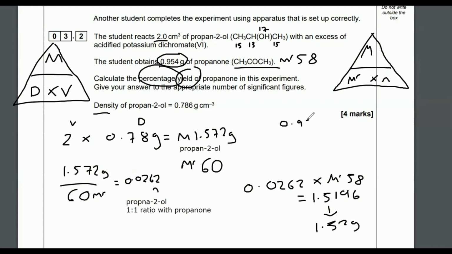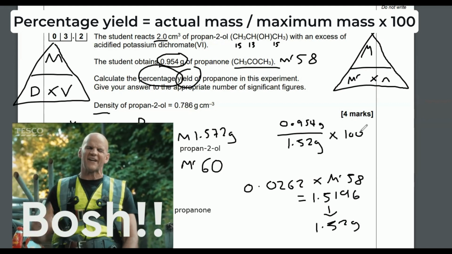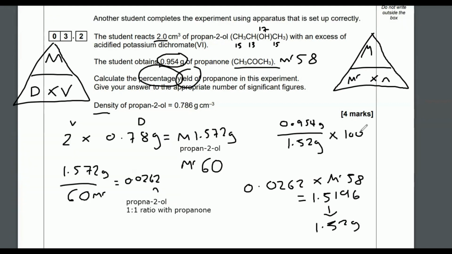And now I want to do actual mass over theoretical maximum mass times 100. Bosh, percentage yield: 0.954 divided by 1.52 times 100, and that should give me our percentage yield. And then we need to round to 3 sig, it says. So don't forget that. If you miss that out, you're screwed. So 62.76, we want to round to, oh no, it says appropriate number, not 3 sig. So I'm going to go just to 2 significant figures, 63%. And there we go. All 4 marks.